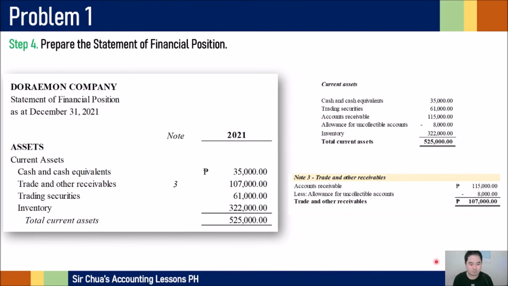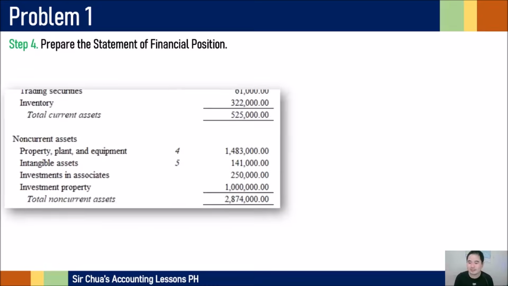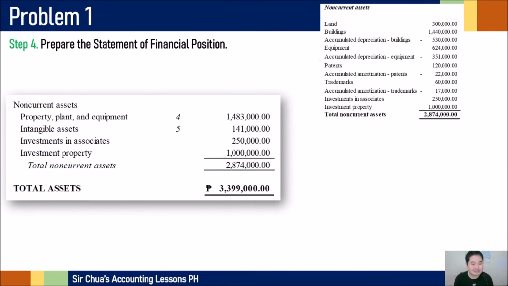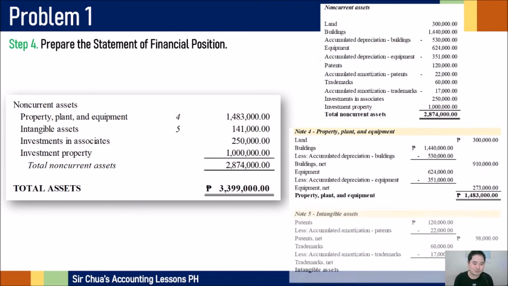Okay, dapat po magtutugma yan. Diretso po tayo ng non-current assets. Okay, ito po yung mga non-current assets natin kanina. Tapos ito po yung ating mga notes.